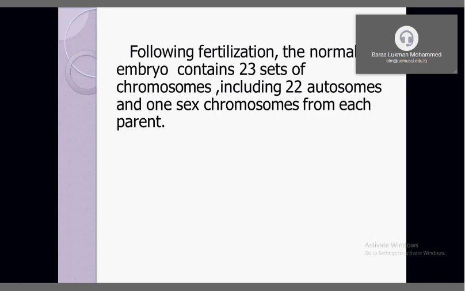As you all know, following fertilization, the normal zygote has 46 chromosomes, or 23 sets of chromosomes. 22 of them are autosomes and one is a sex chromosome. And this one set of sex chromosomes can be either XX or XY. This is what normally occurs.